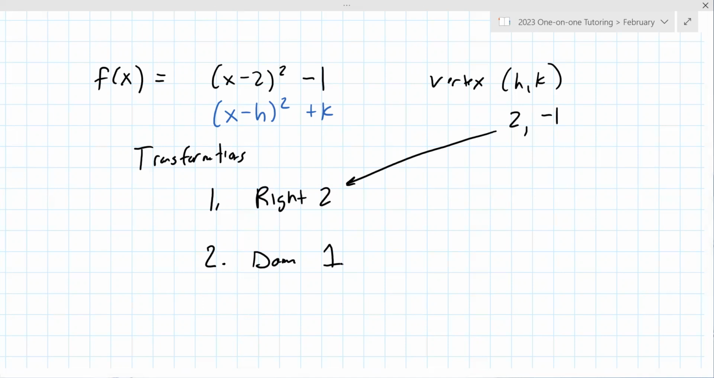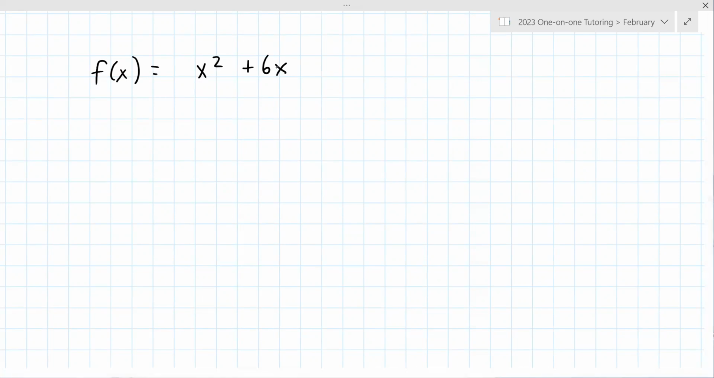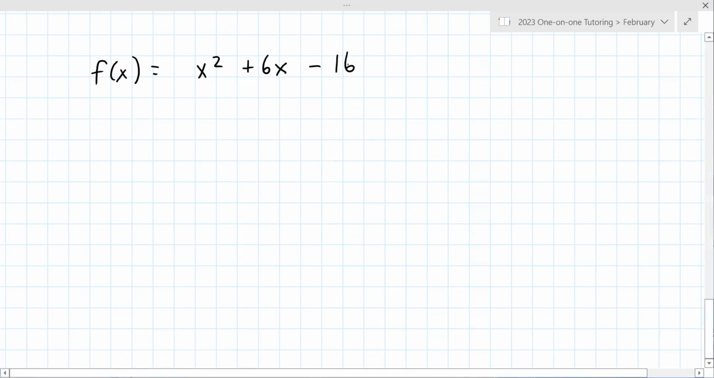Okay, so we should go through this list again, but do it with another problem. All right, so let's say f of x equals x squared plus 6x minus 16. Okay, so we want to first complete the square.